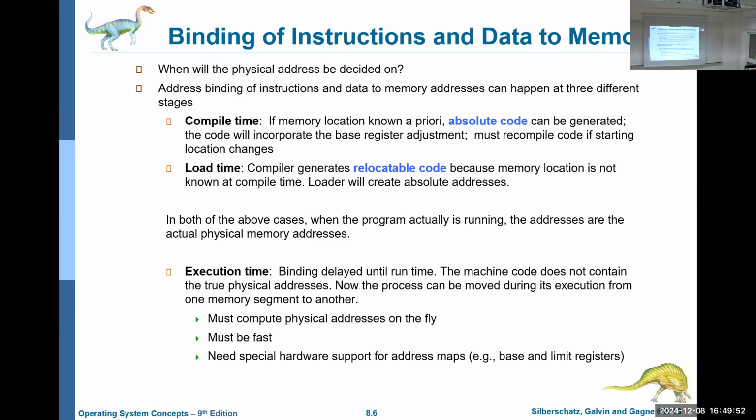Every memory request is going to be recalculated every time you do it. You say it's slow. Yeah, but who's going to do it for us? The hardware. And we're assuming the hardware is super fast. The machine code does not contain the true physical address. Now the process can be moved during its execution. Must compute the physical address on the fly while we're running. Must be fast. Needs special hardware support for address maps.